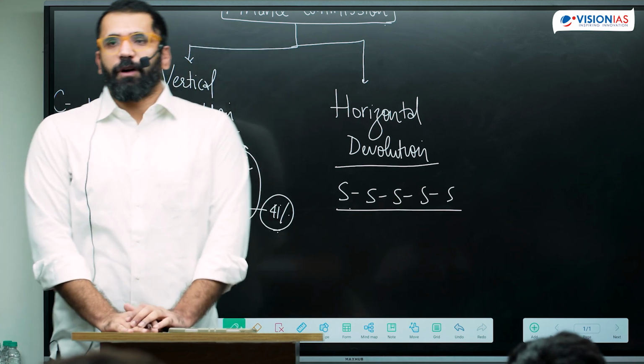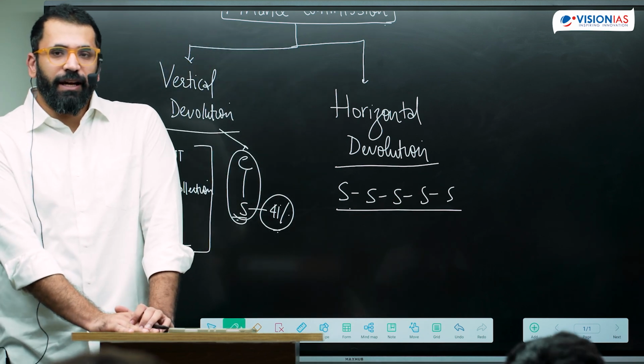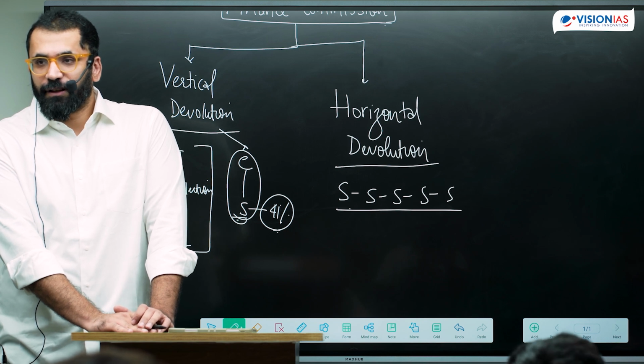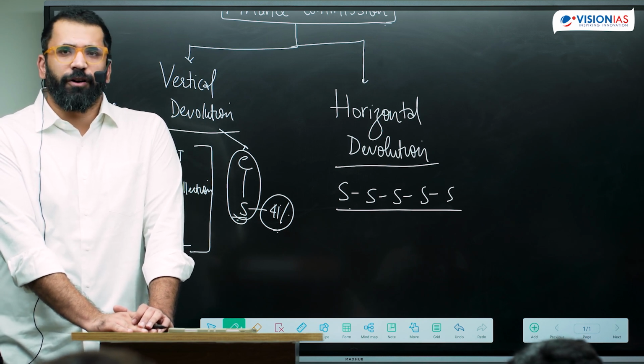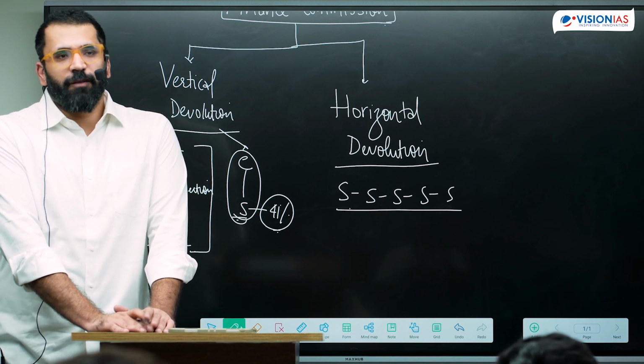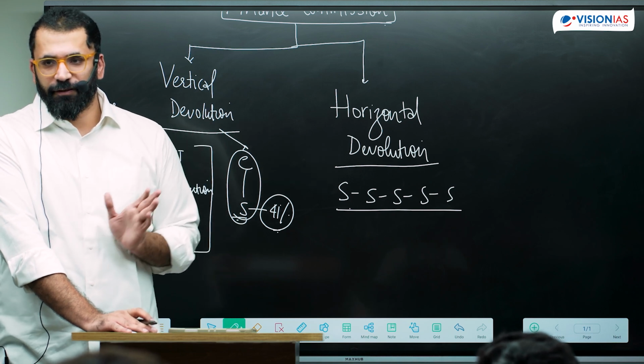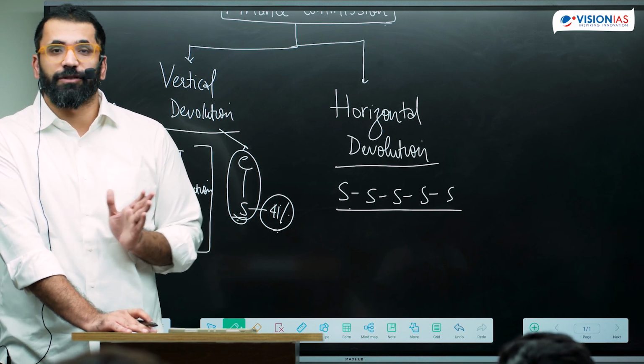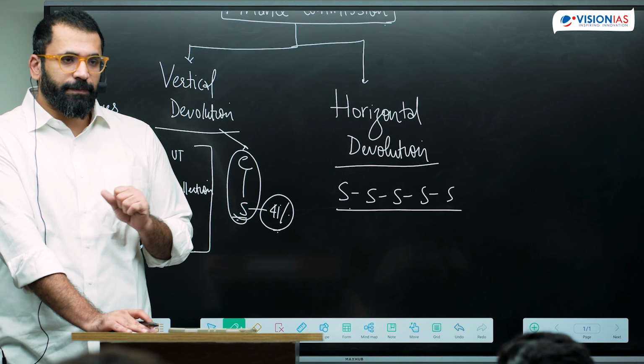What formula according to which the states will be given money is then decided by the Finance Commission. A very important topic. Every year, 1 or 2 questions in prelims and also in mains come from Finance Commission itself. Distribution or mobilization of resources, center and state governments.